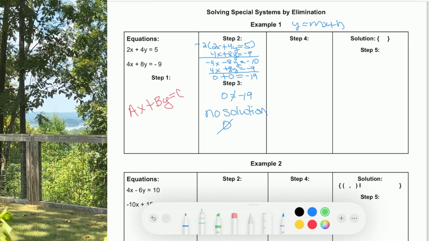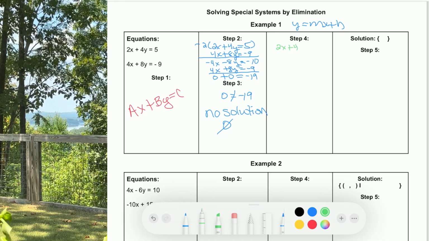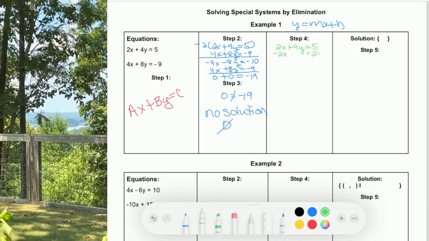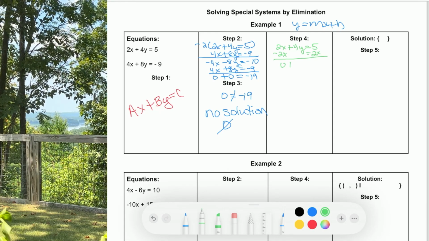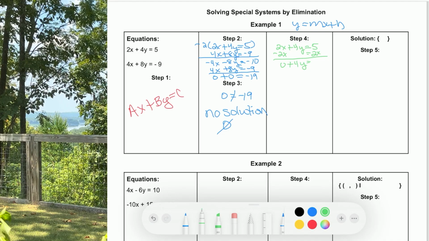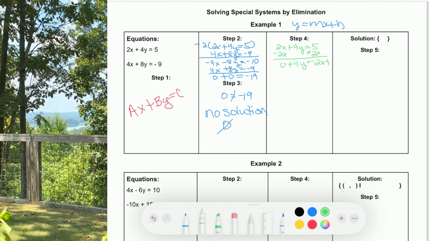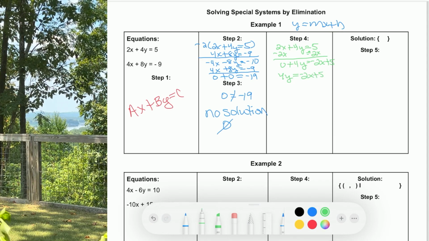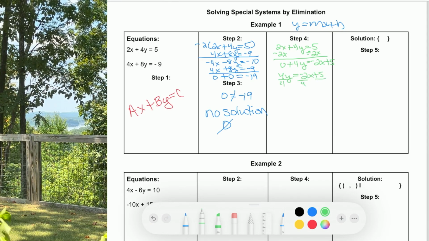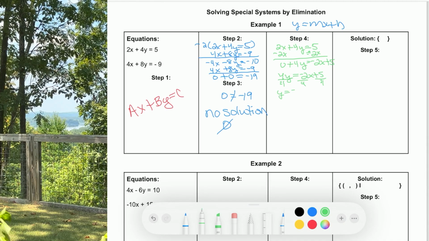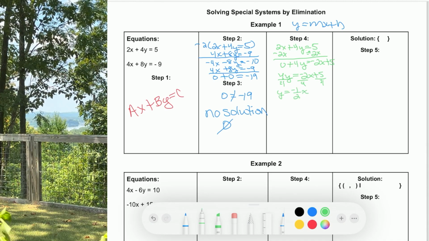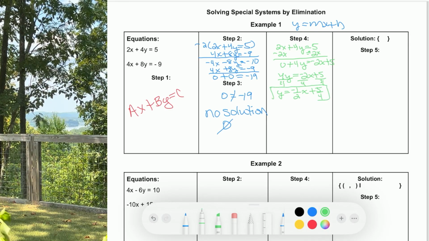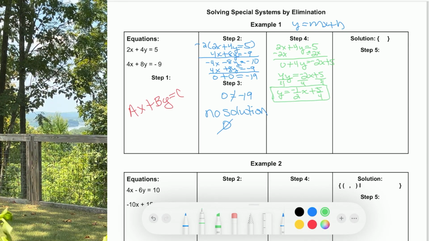So let's take the first one. 2x plus 4y equals 5. Subtract 2x from both sides. I get 0 plus 4y equals negative 2x plus 5. Rewrite that. Divide both sides by 4. And I get y equals negative 1/2 x when I reduce that fraction, plus 5/4. So that's our equation of a line for the first one.